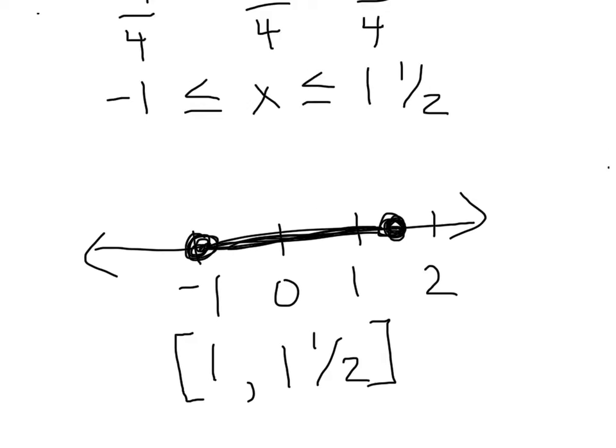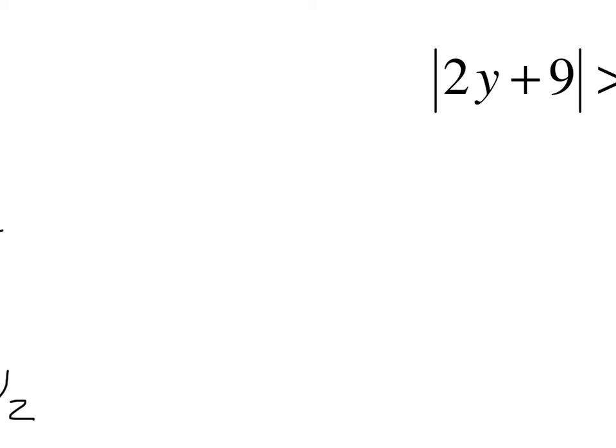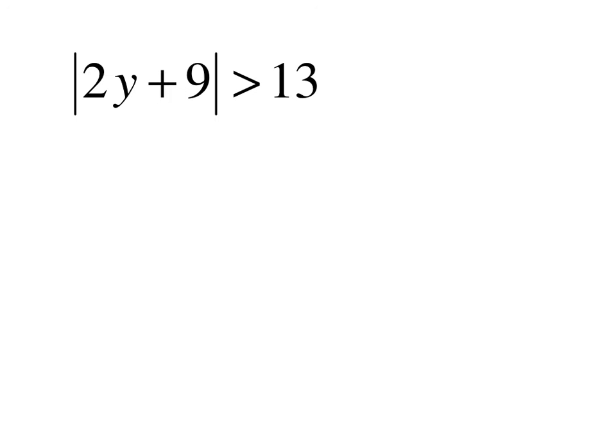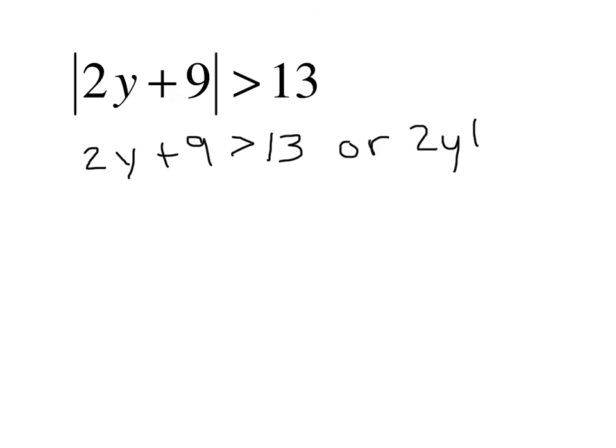Let's look at our next example problem. Absolute value of 2y plus 9 is greater than 13. How do you do absolute value is greater than 13? Is greater than 13, you have to look at both ends of the number line. So 2y plus 9 is greater than 13 on the right-hand side, or 2y plus 9 is less than negative 13 on the left-hand side. We need to solve these individually.